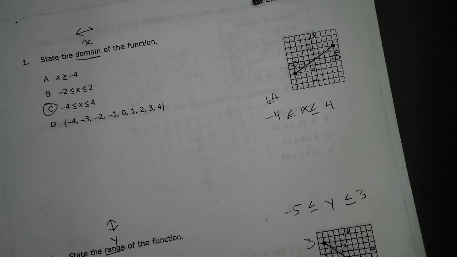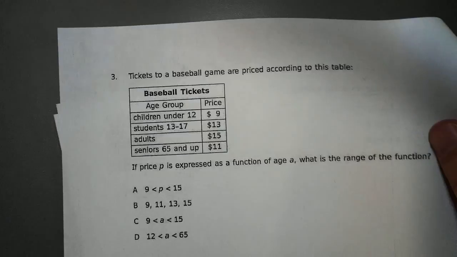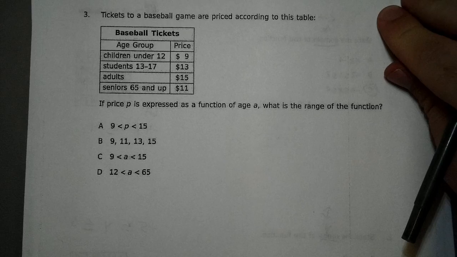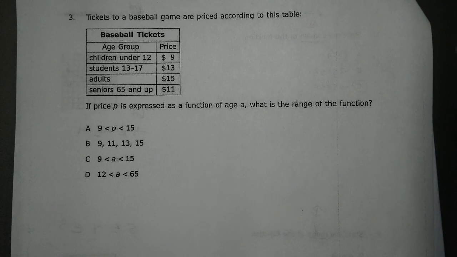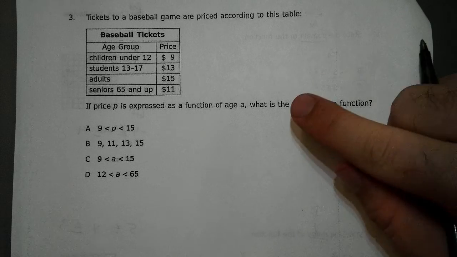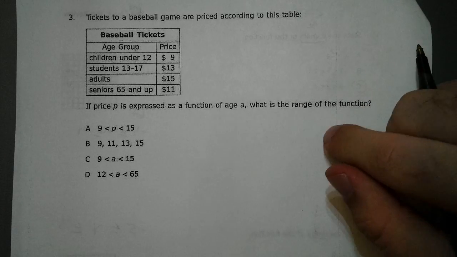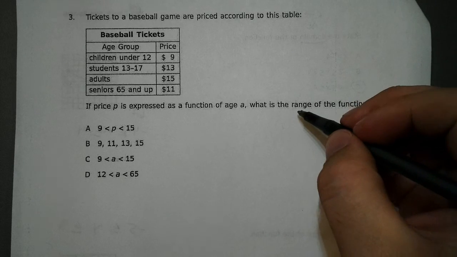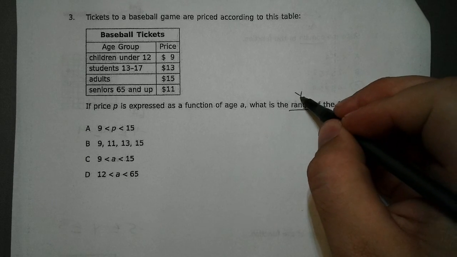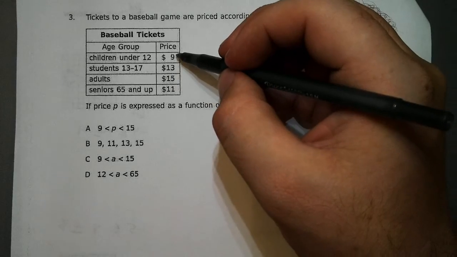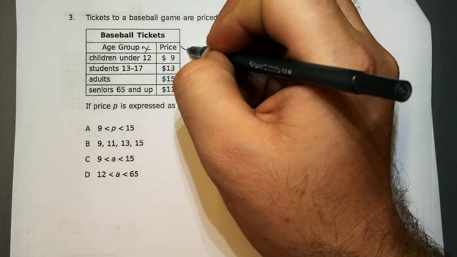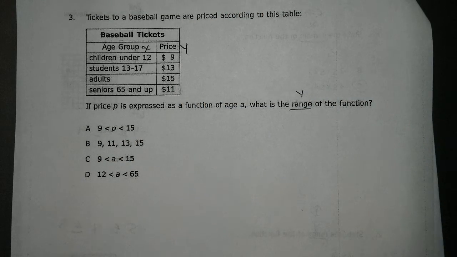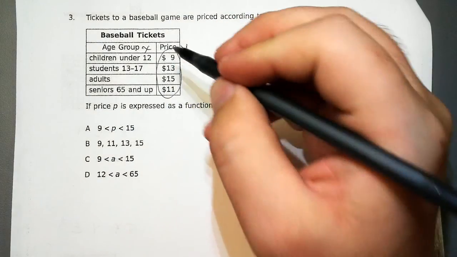Alright. Move on to number 3. It says tickets to a baseball game are priced according to the table. If price P is expressed as a function of age A, what is the range of the function? Well, we're looking for the range, we're looking for the y's, and in a table, your y's, your price, is always going to depend on what your x's are. So the age group is the x's, the price is the y's. So I'm just looking at this to be my range.